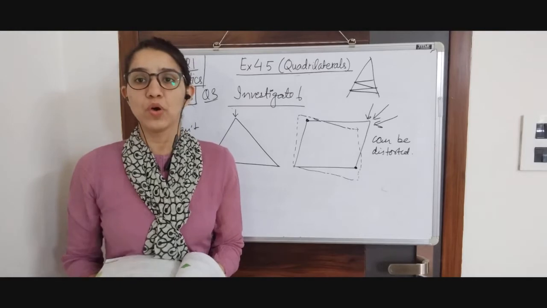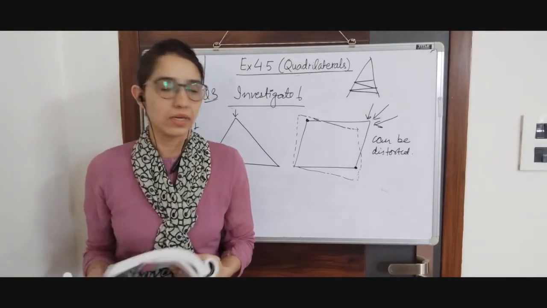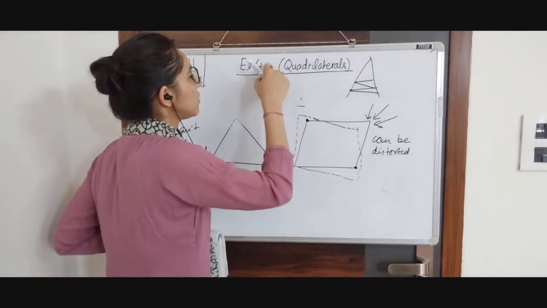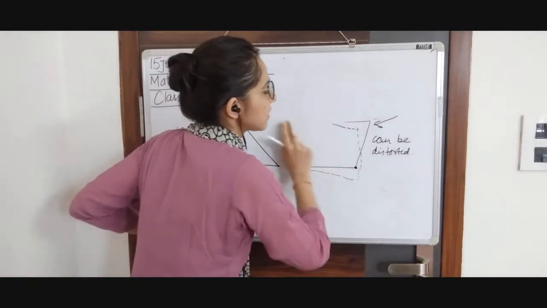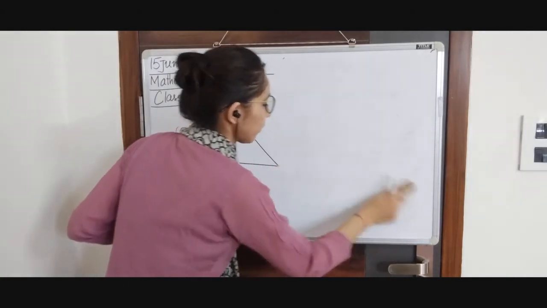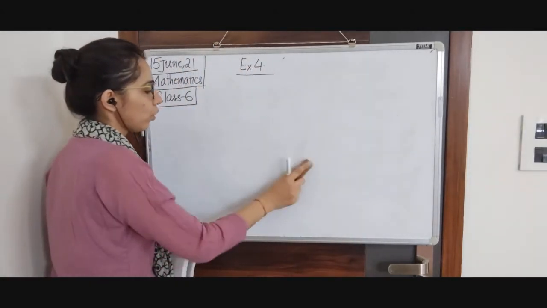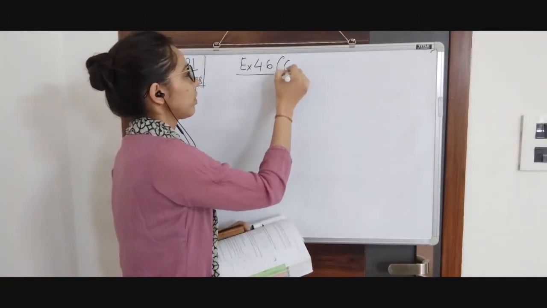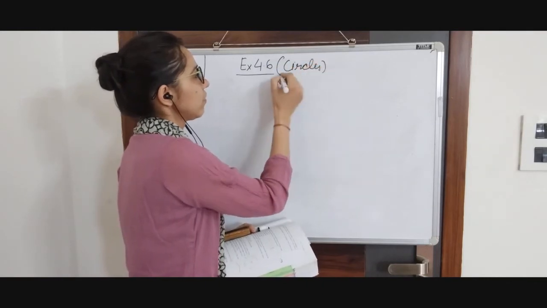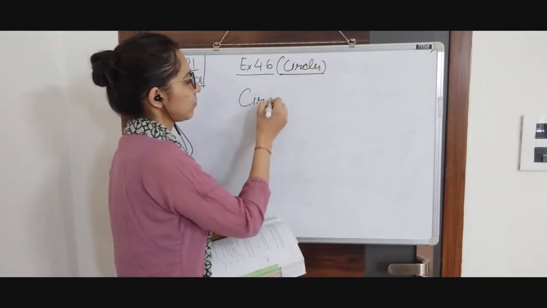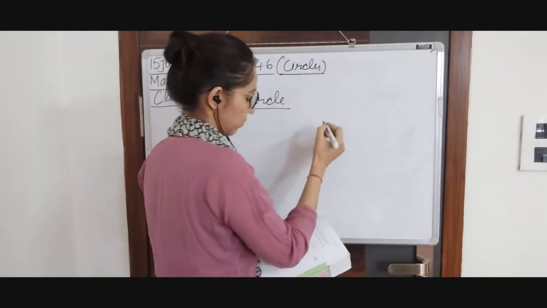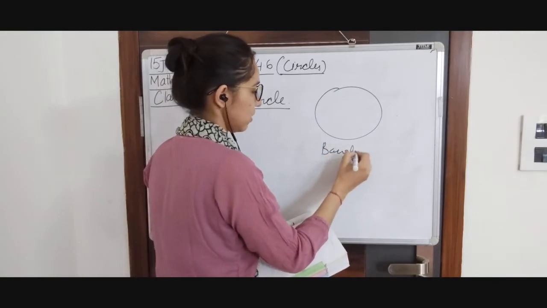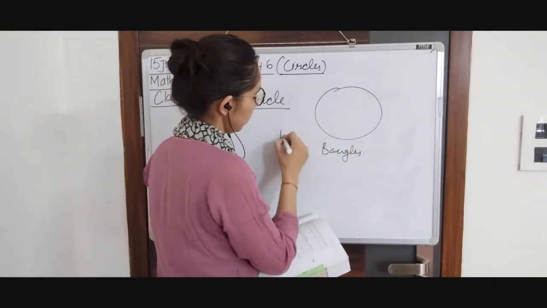Alright, now we will be moving on to the next topic of this chapter, which is circles. First we are going to talk about circles, introduce some terms regarding that, and then we will move on to exercise 4.6, which consists of circles. Now you must have seen a lot of round shapes near you. You must have seen a wheel.